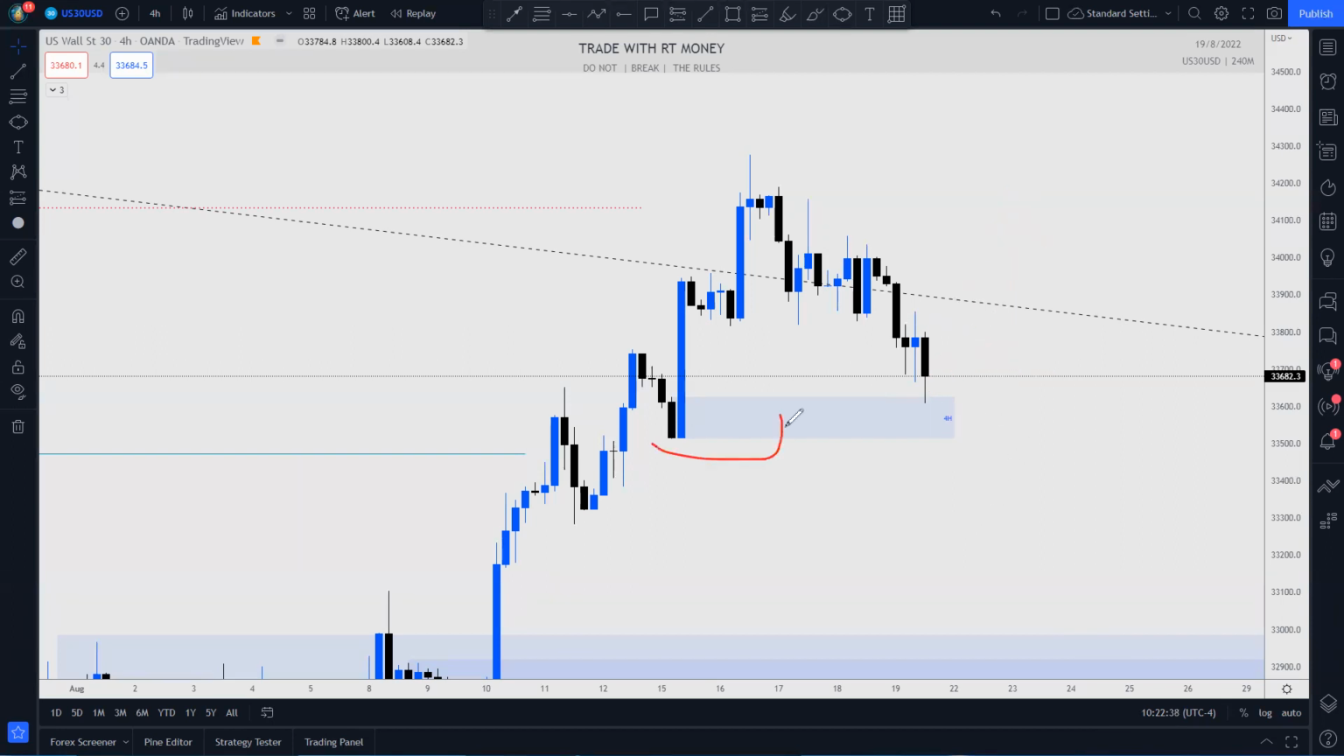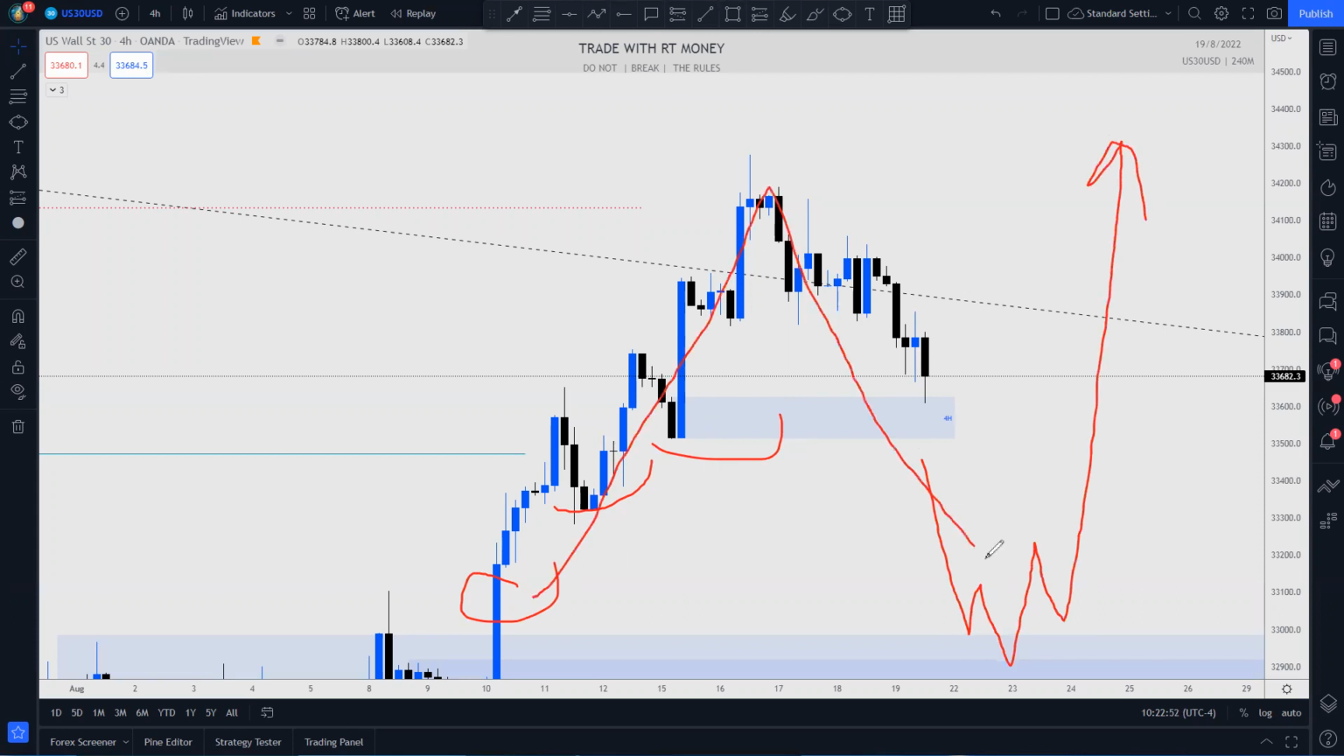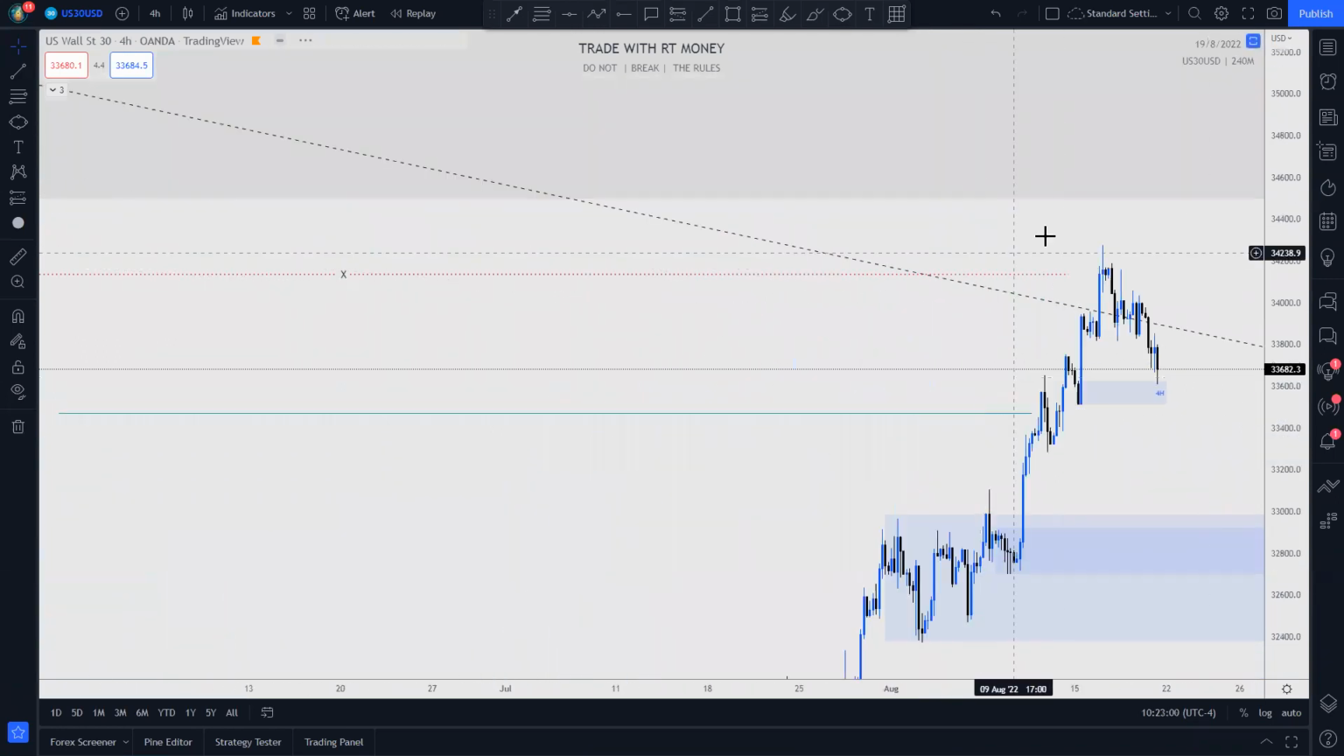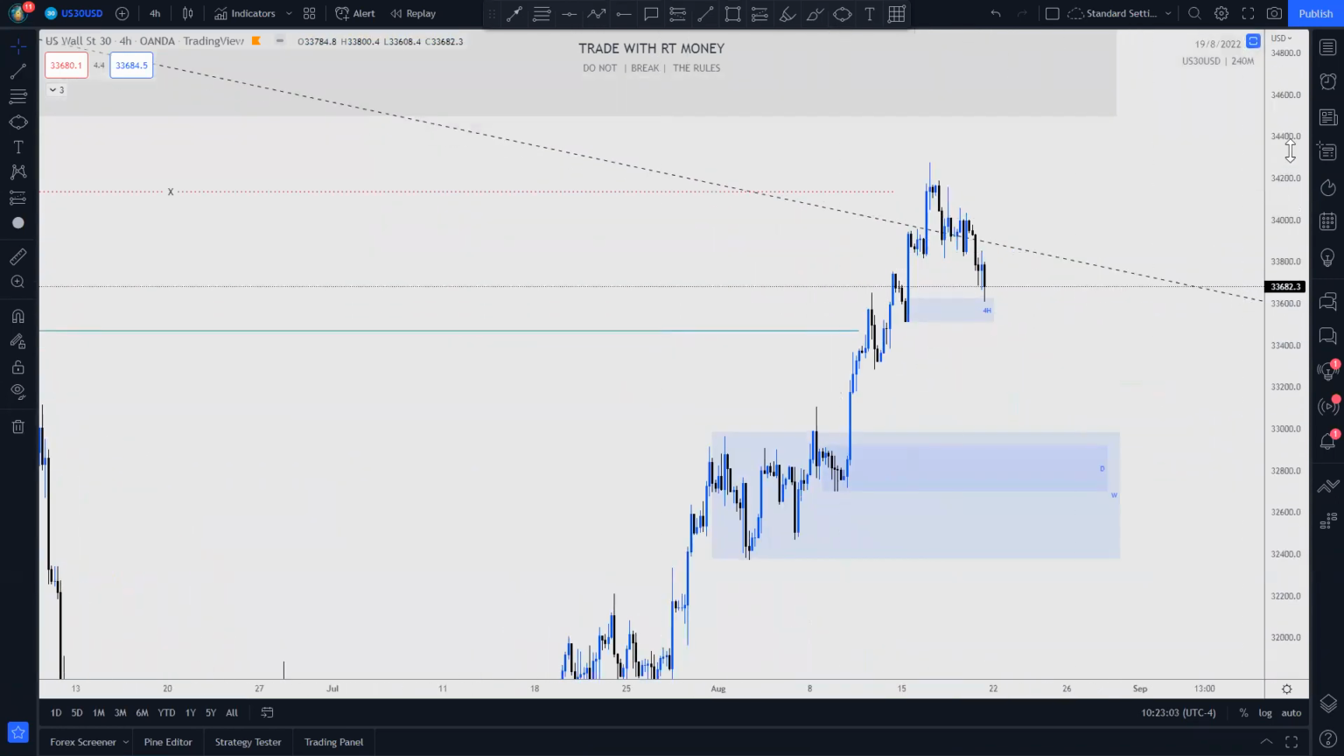If it breaks, I don't think this is going to hold, honestly. I think we're going to fill this imbalance and we're going to come down here for that larger flip and then go up, because this would just be a retracement to discount and then up. I hope you understand my logic here and my reasoning, my analysis is what I'm talking about.